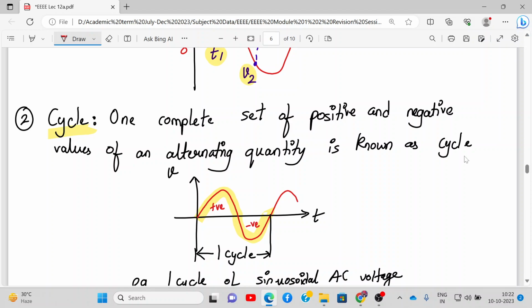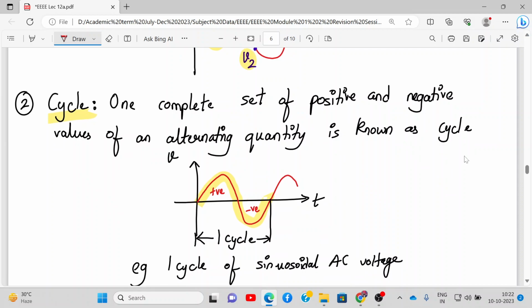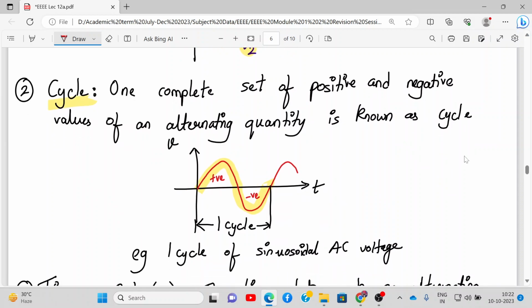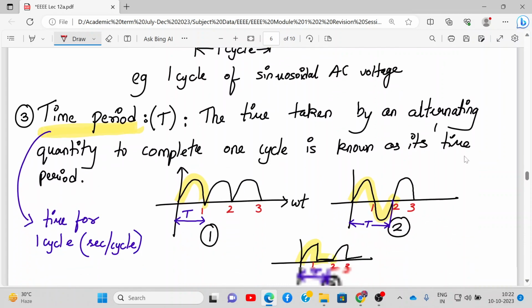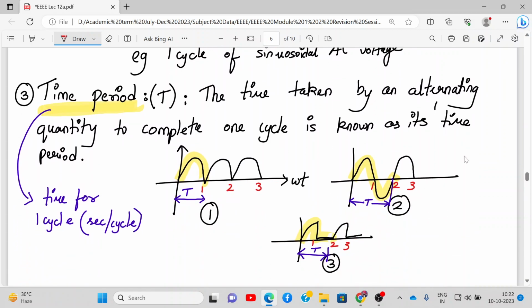So one complete such set of positive and negative values of an alternating quantity is known as a cycle. So this is my one cycle. This is one cycle of a sinusoidal AC voltage. Next is time period. The time taken by the alternating quantity to complete one cycle is known as its time period. So the time for one cycle will be in seconds per cycle.